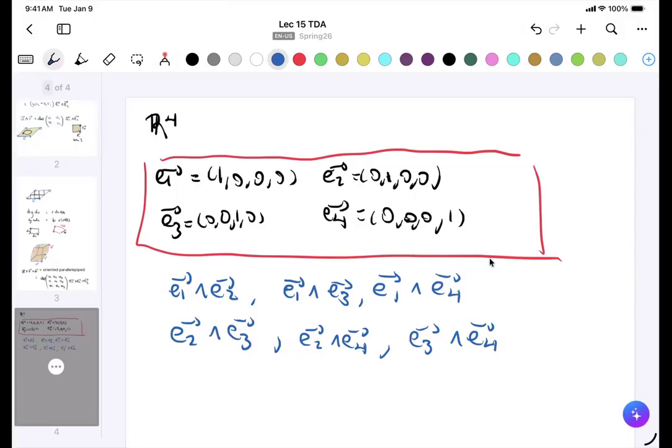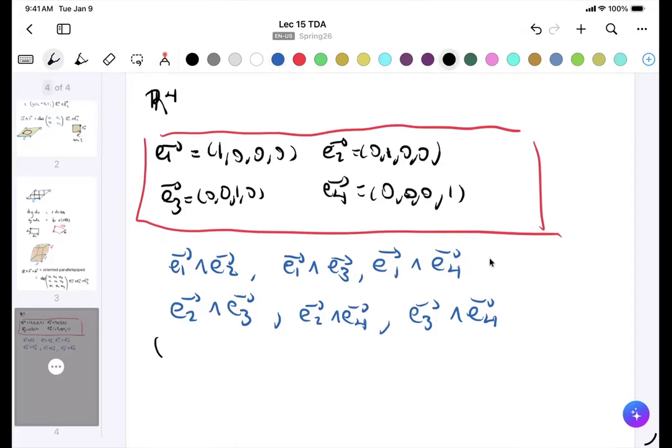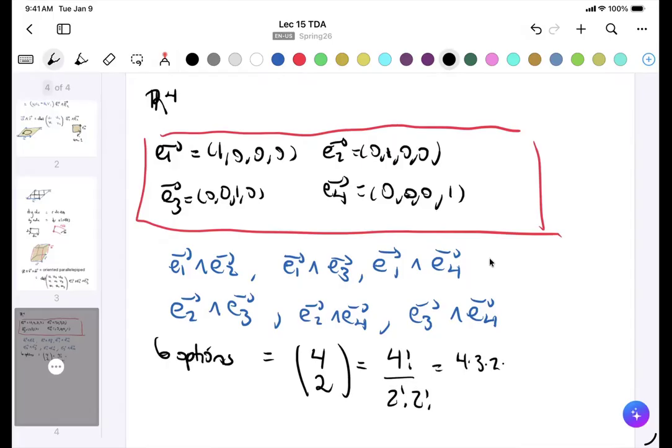So how many possibilities did we get? We get 6. If you have seen the combinatoric symbol of n choose k, that's 4 choose 2. I just don't remember if you say 4 choose 2 or 2 choose 4, but I guess n is larger than k. In combinatorics, that means 4 factorial over 2 factorial times 2 factorial, which is 4 times 3 times 2 divided by 2 times 2. So that gives you 6.